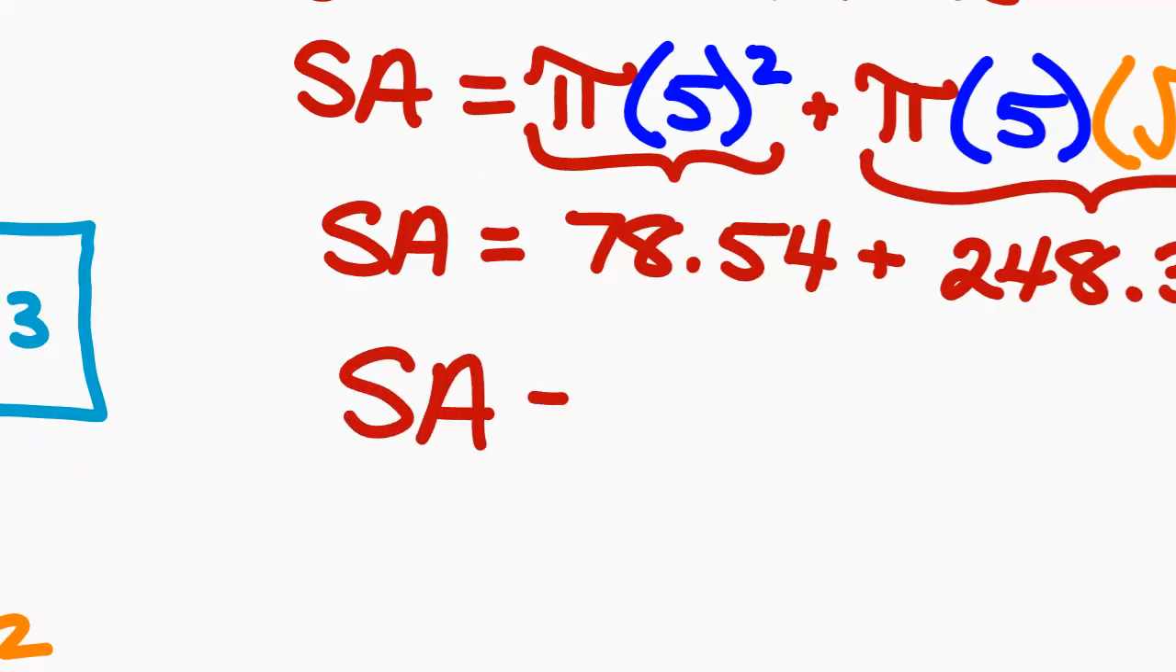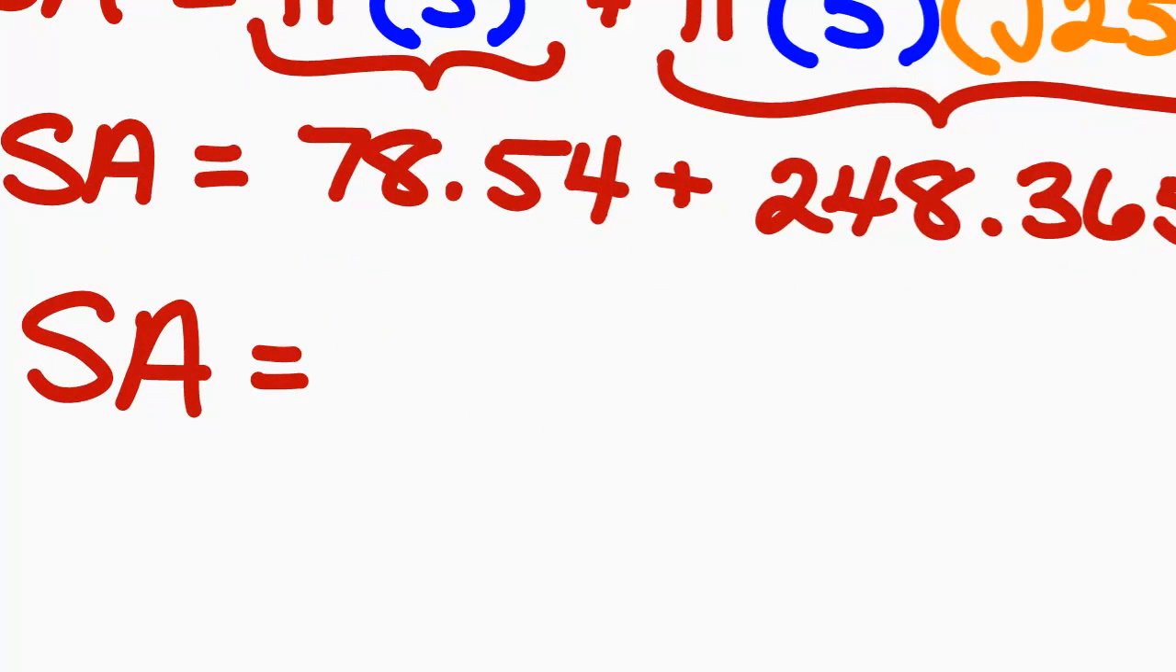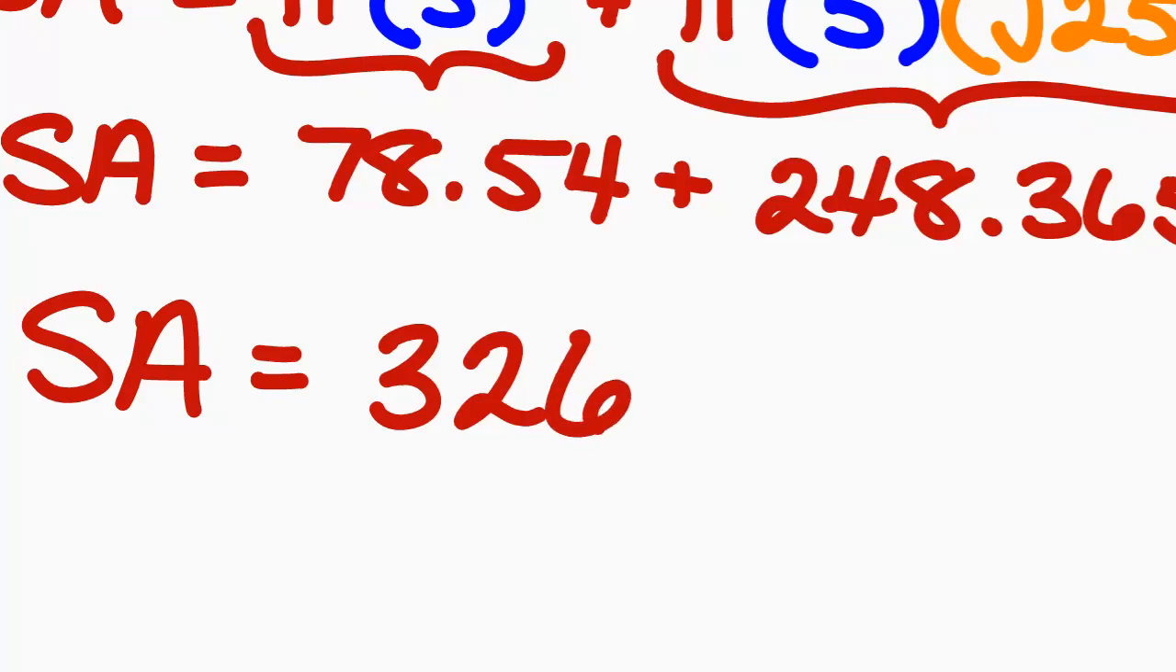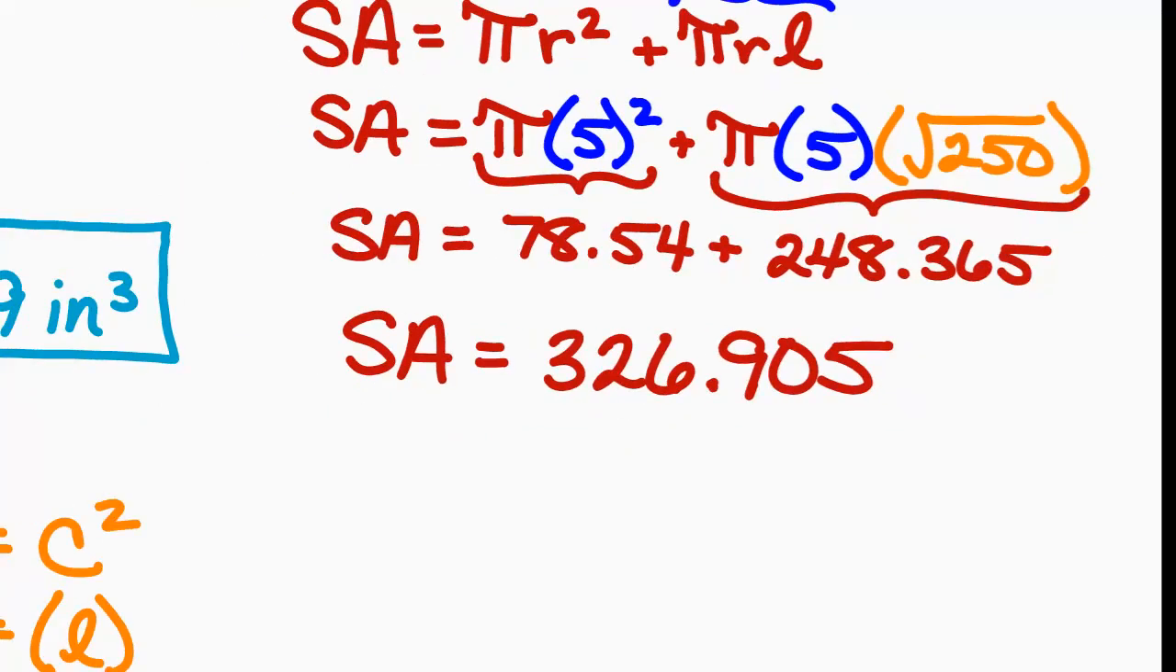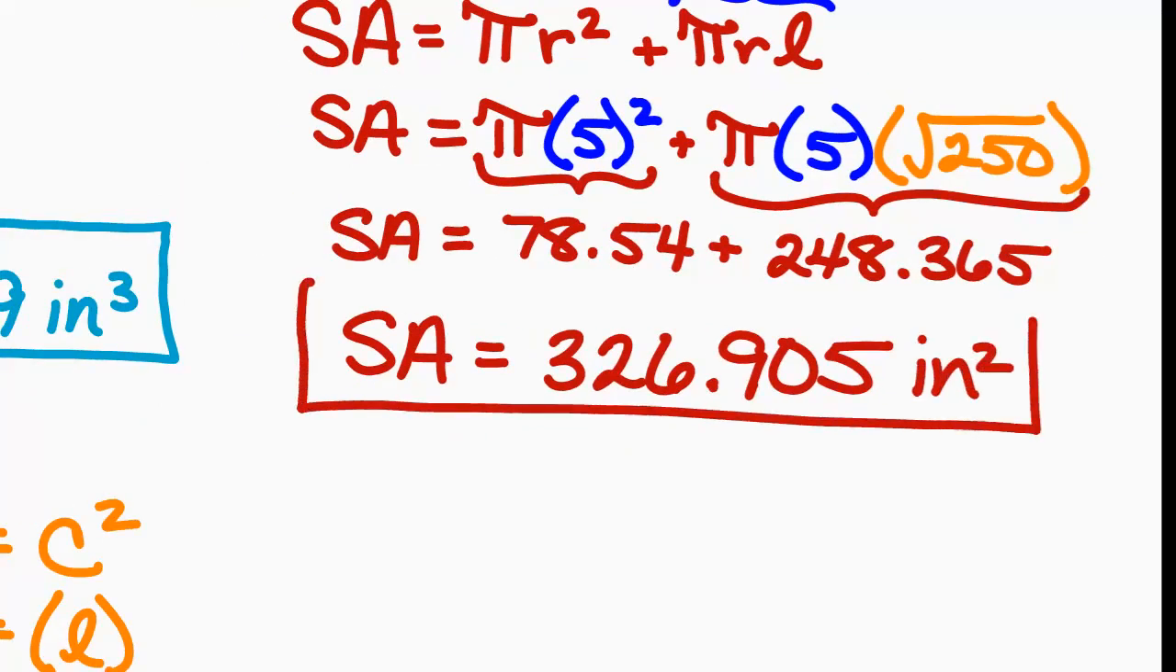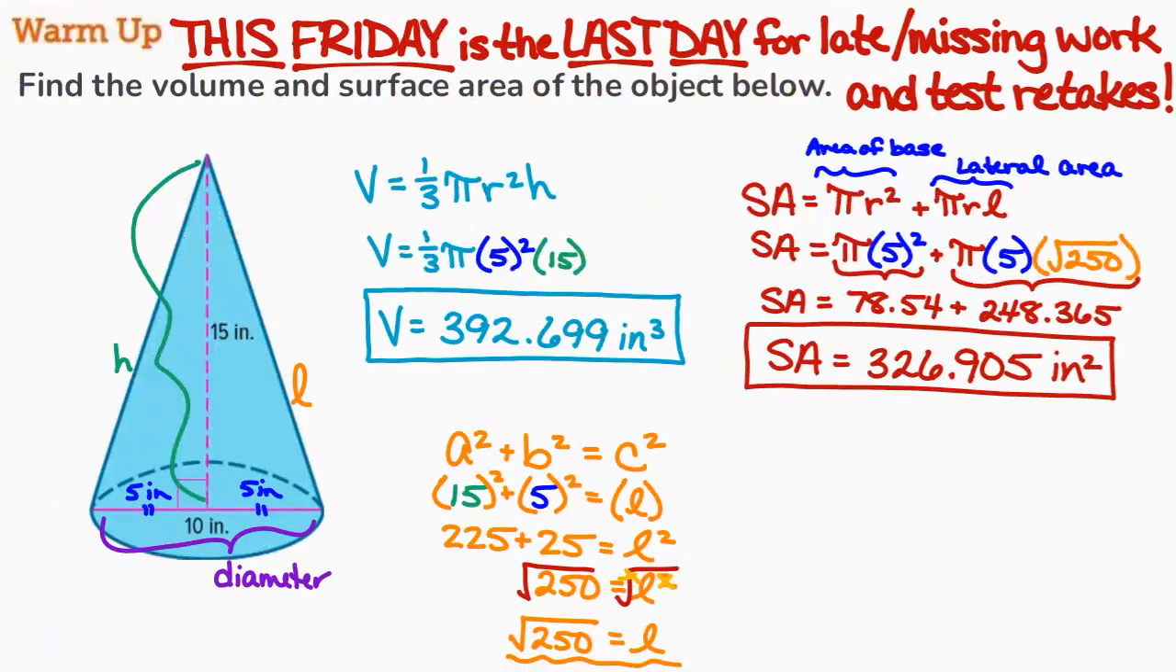And then we have to add those two together for our total surface area. It gives me a total surface area of 326.905 inches squared. Very nicely done.